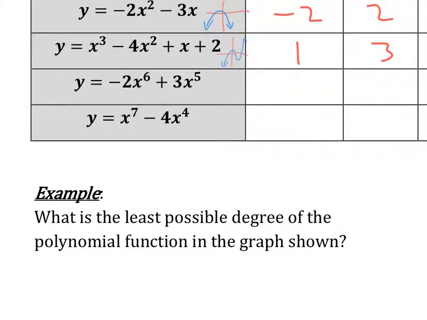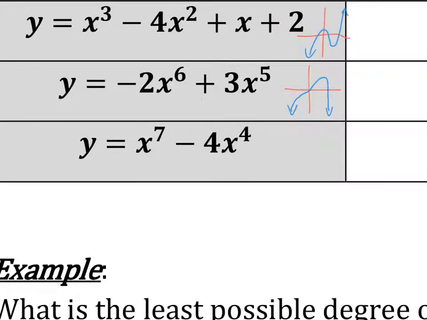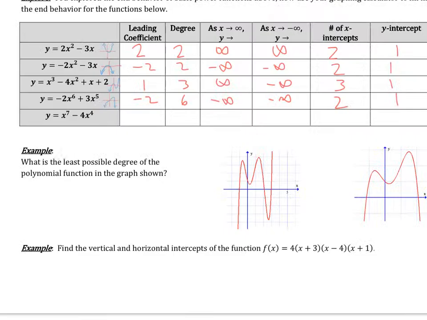Let's try a couple more here. We've got 6th degree now. Let's see what that looks like. And it's a little tricky one to see. You might need to zoom in, but you get this kind of graph here. And we get with our negative leading coefficient, 6th degree, it goes to negative infinity, left and right. And we got 2 x-intercepts and 1 y-intercept.